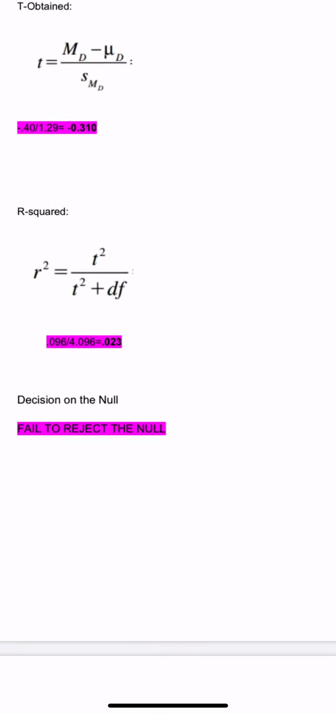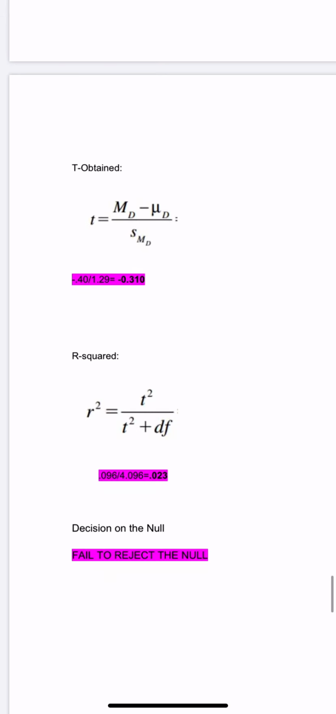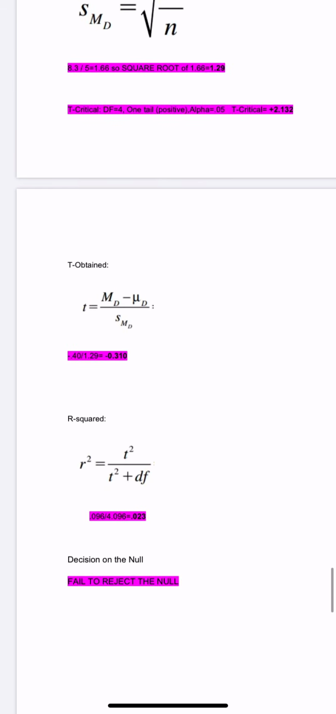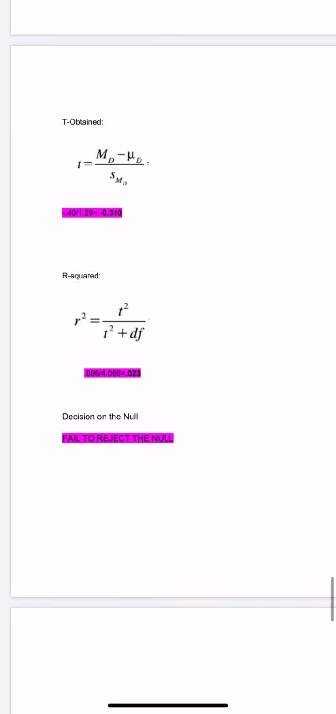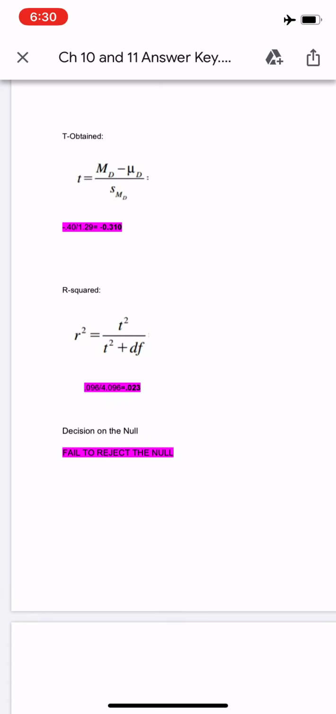And so that's a very small R squared number. That's a very small T obtained number. So we are going to fail to reject the null here. T critical was 2.132, and this is 0.310. So there's no significance going on. We are going to fail to reject the null hypothesis in this case. All right, so we're done with t-tests. Next chapter, we will be doing ANOVAs.